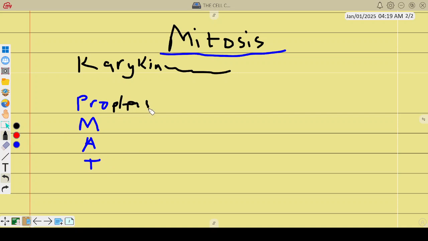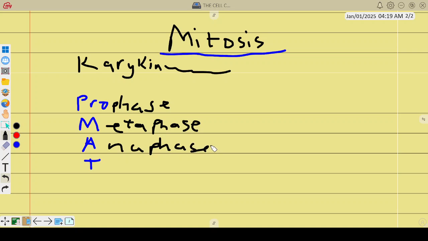Writing is hard. Okay, so we have prophase. You can give up in 2025. Prophase, we have, this is metaphase. Yeah, so you'll see them nicely in lesson 2. Metaphase, we have anaphase. I'm looking at the handwriting, I'm like, wow.